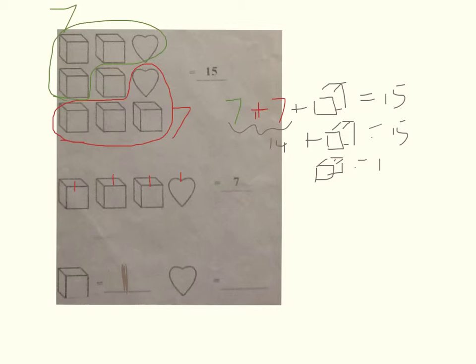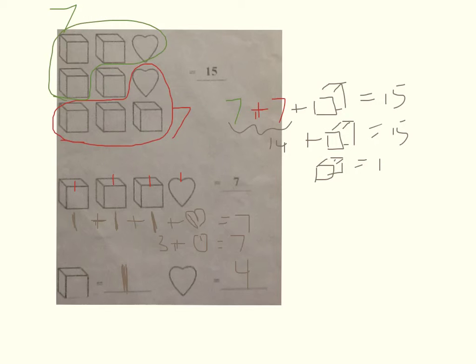So 1 cube, that's 1. I can take that value now and plug it into any of the equations. So here, if I look at this, I have 1 plus 1 plus 1 and the heart equal to 7. Well, the heart must equal 4, because you have 3 plus the heart equal to 7. So the heart's got to be 4. So we have found that the cube is 1, the heart is 4. We basically have solved the system.